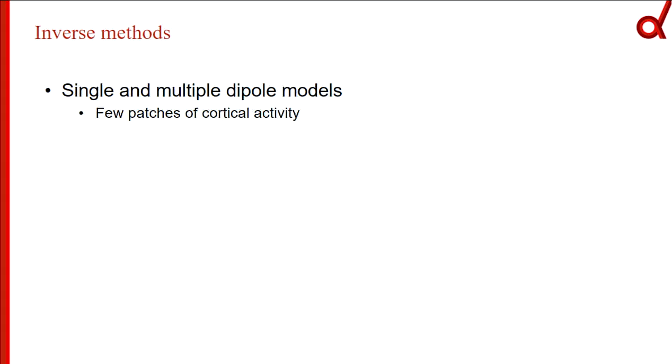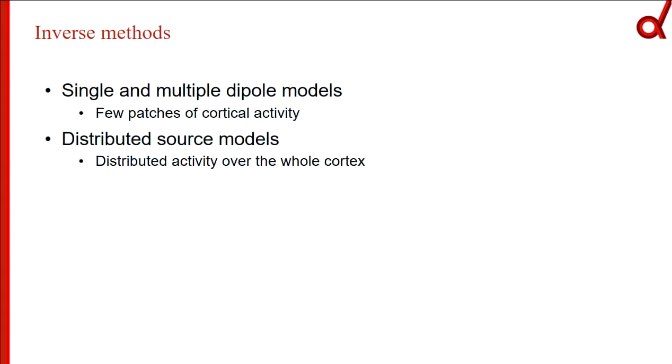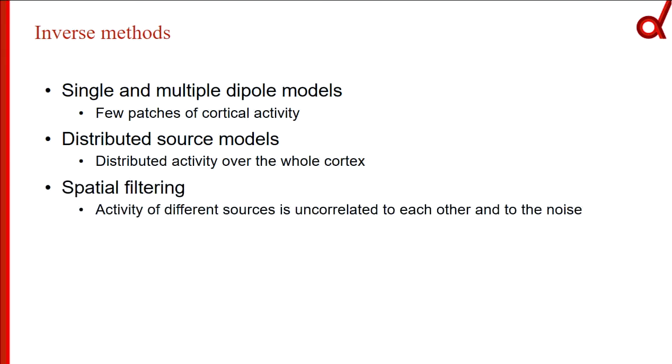Okay, the inverse methods we'll talk about. First we go for single and multiple dipole models, where basically just a single patch or a few patches of cortical activity is measured. Then a distributed source model, where we see activity all over the brain and look where it's the strongest. And then we talk about spatial filtering, more famously known as beamforming, where we look at different sources that are uncorrelated to each other and to the noise.